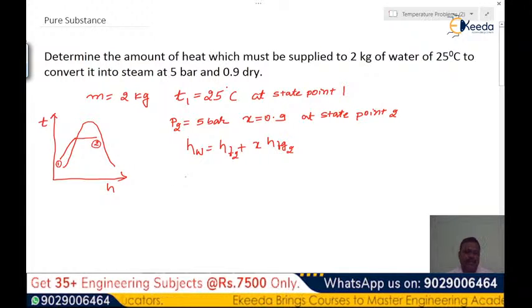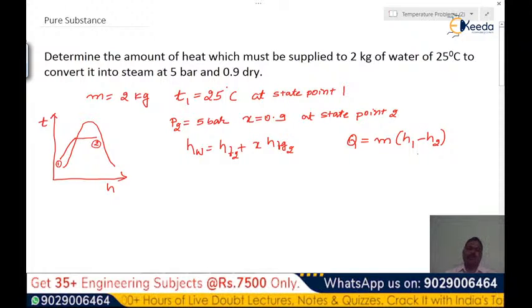According to the first law of thermodynamics applied to a closed system, which has been discussed, Q is given by m into (H2 minus H1), as discussed while covering the first law of thermodynamics applied to a closed system undergoing processes.